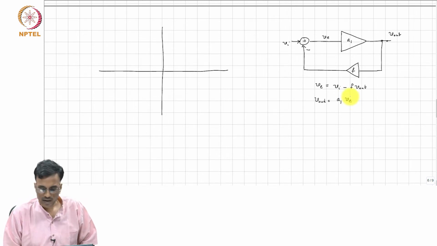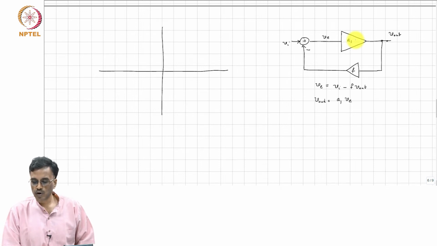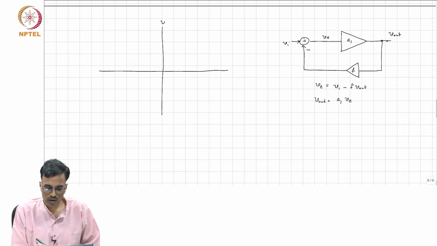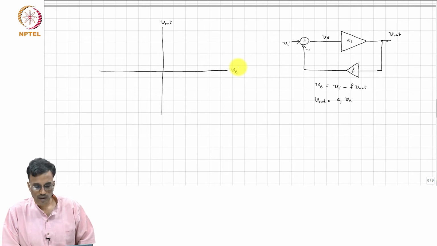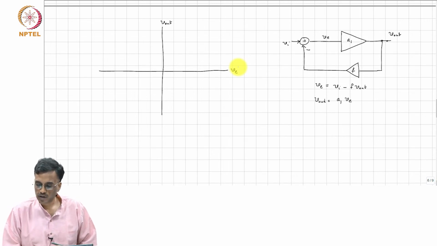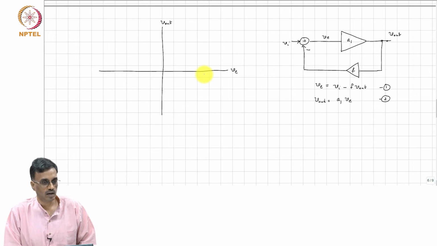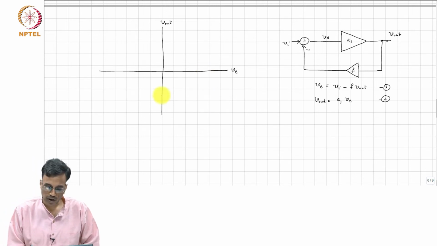We are eventually going to move to a situation where the amplifier is non-linear, which is why we want to use a graph to solve it. So, what will we do if we wanted to solve this graphically? We will plot V out on the y axis and VE on the x axis, and we will plot equation 1 and equation 2 on this graph, and where the two of them intersect will tell us what the output is.